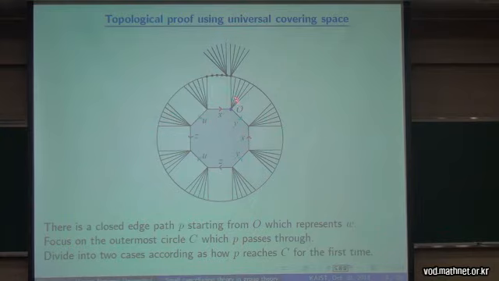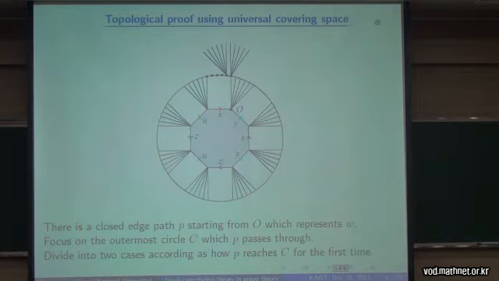Again, all of these polygons are actually octagons. But for convenience, let me call this a triangle. Let me call this a quadrangle. Then the first case is that this closed path P reaches the outermost circle through a triangle. And the second case is that P reaches C for the first time through a quadrangle.